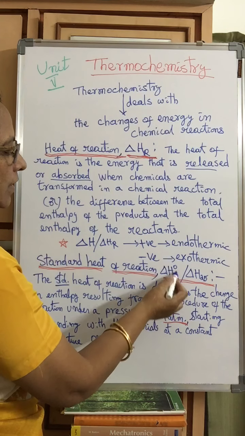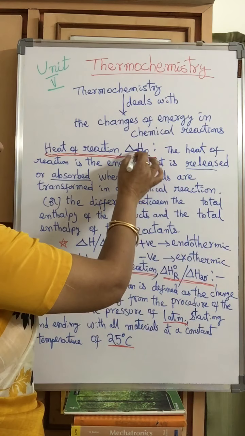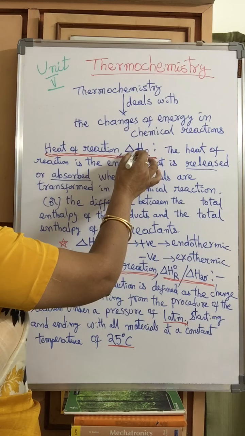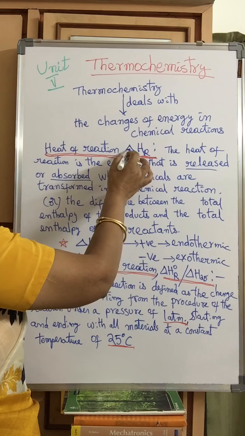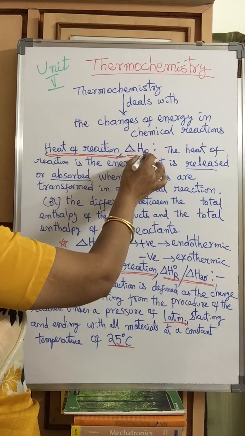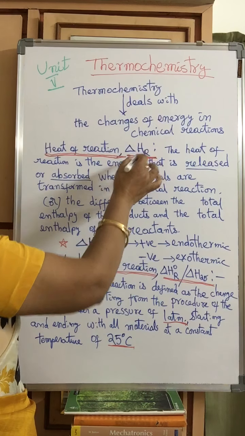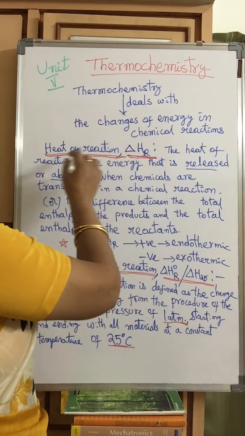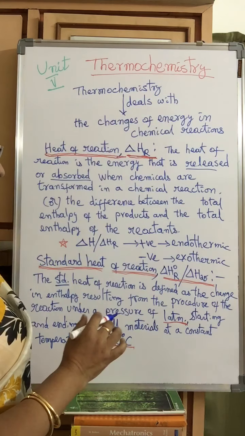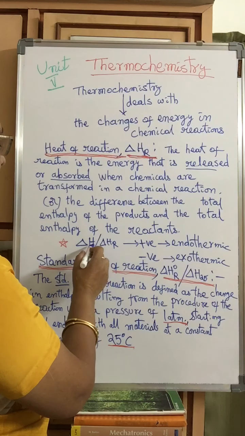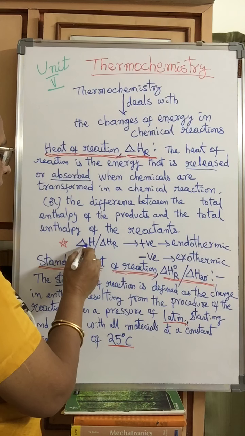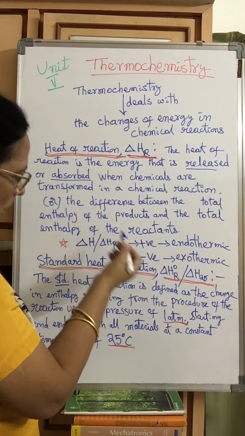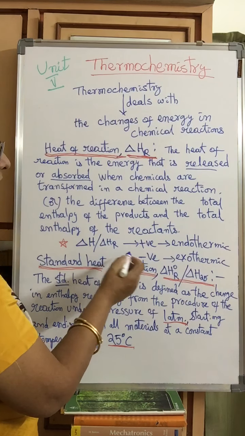Here it is delta HR naught. Okay, so delta H: H stands for enthalpy, delta stands for change in enthalpy of the reaction. Change in enthalpy of the reaction is nothing but heat of reaction. So this is delta H. Simply, sometimes we say it as delta H or delta HR.